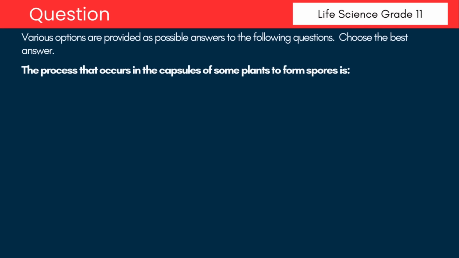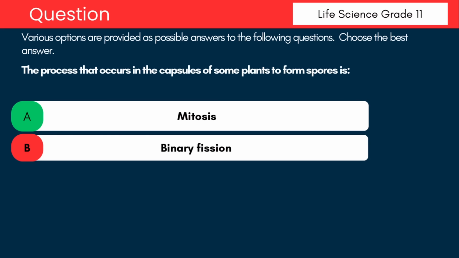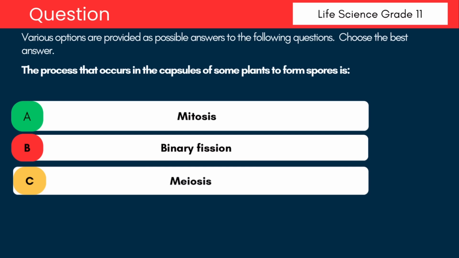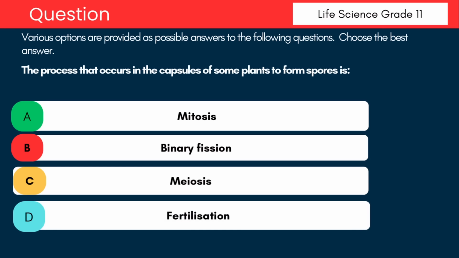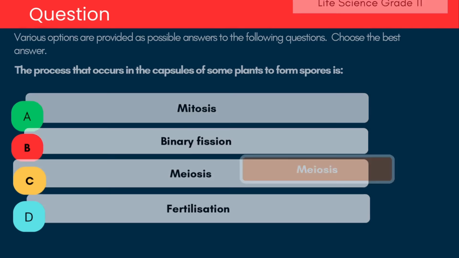Question: the process that occurs in the capsules of some plants to form spores is A. Mitosis. B. Binary fission. C. Meiosis. D. Fertilization. The correct answer is C. Meiosis produces haploid spores by reducing the chromosome number, allowing these spores to take part in the plant's reproductive cycle.